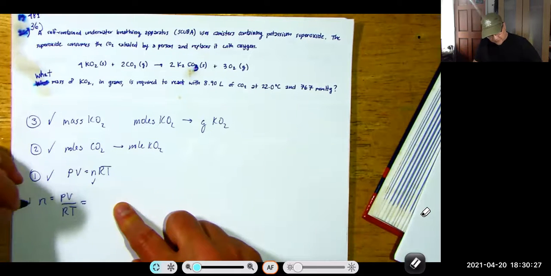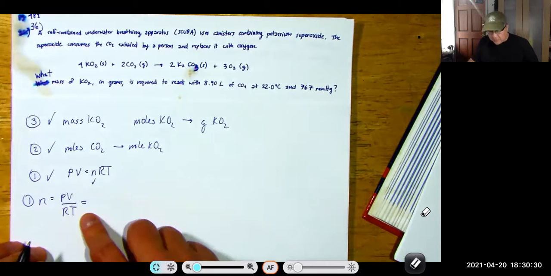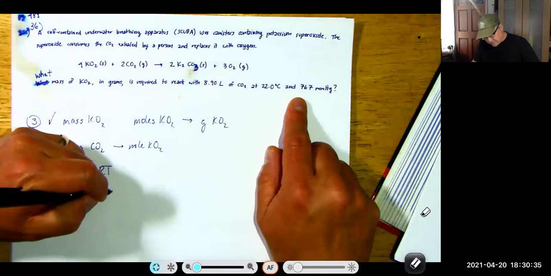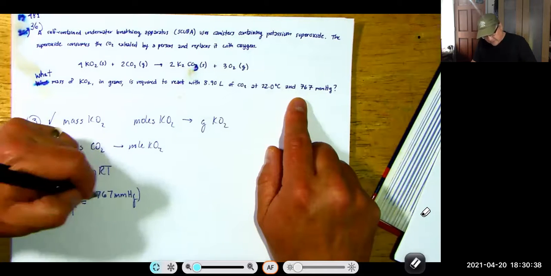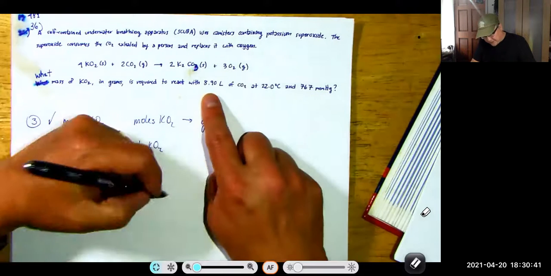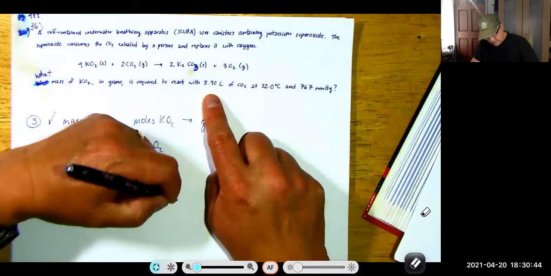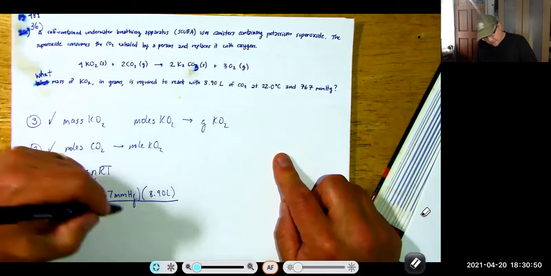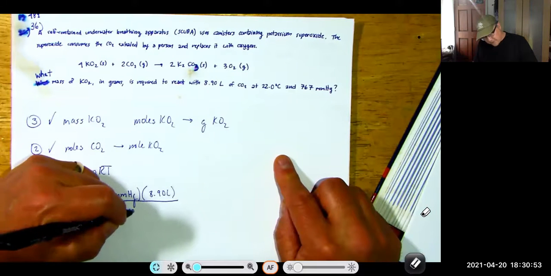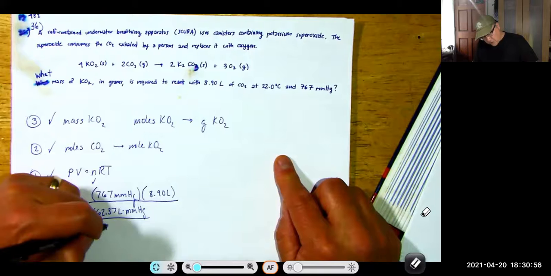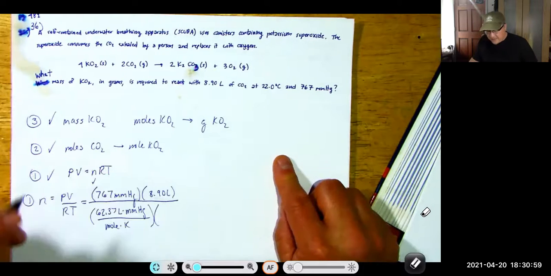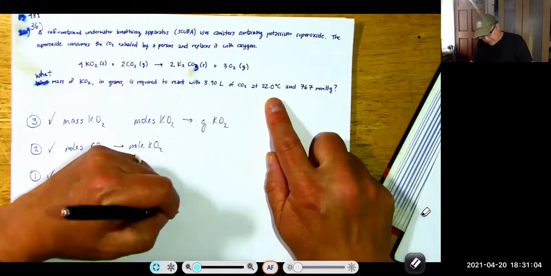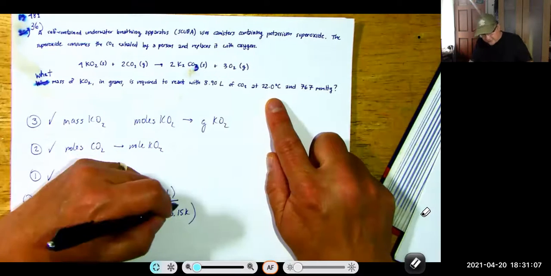So this is the first thing we're going to do. To get the moles, we're going to use a pressure of 767 millimeters of mercury. The volume is 8.90 liters. The R is 62.37 liters millimeters of mercury per mole per K. And the temperature is going to be 295.15 K, rounded to the tenth because of the 0.0 here.